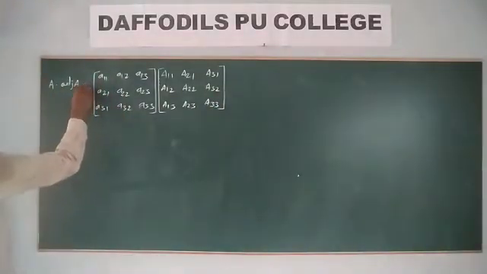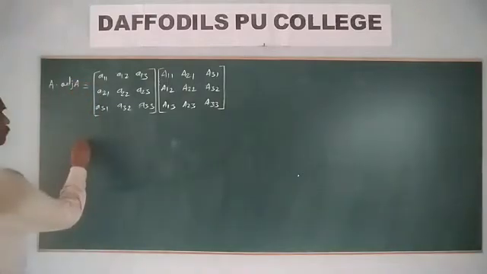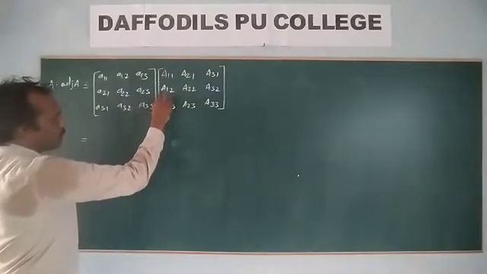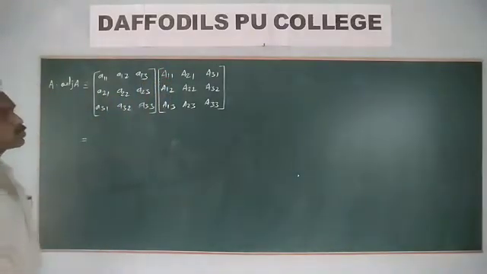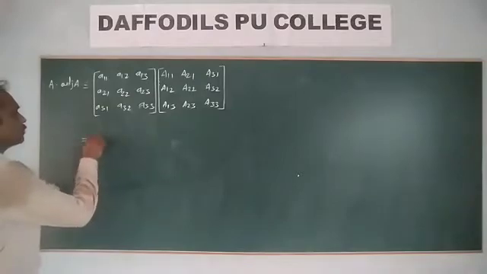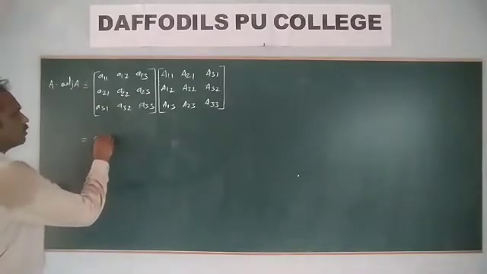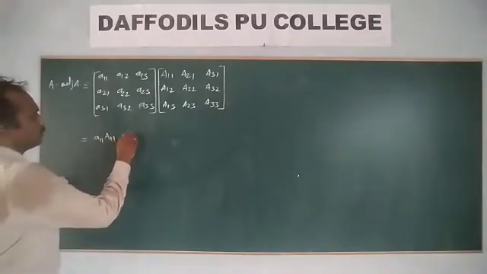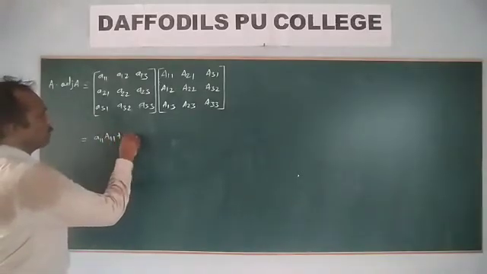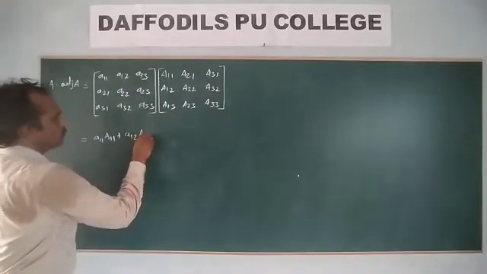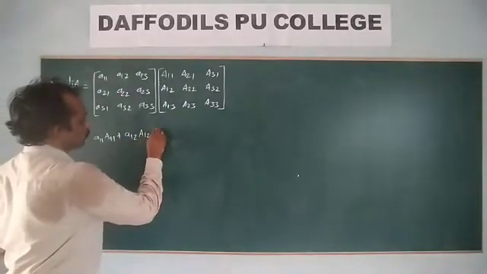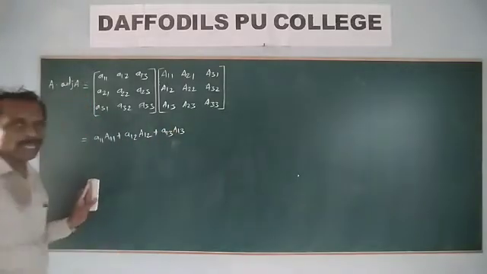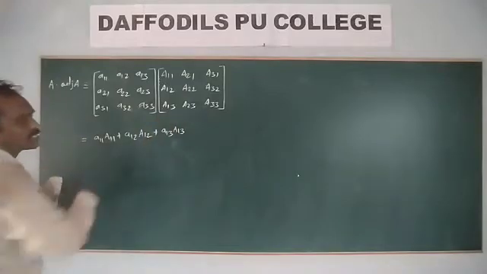Multiply, like a 3 by 3 matrix to multiply. This row into this column. First row, first column: A11 A11 plus A12 A12 plus A13 A13. Okay, complete first element.